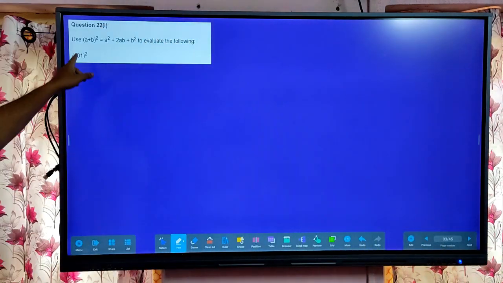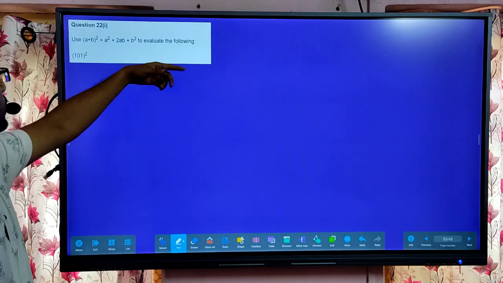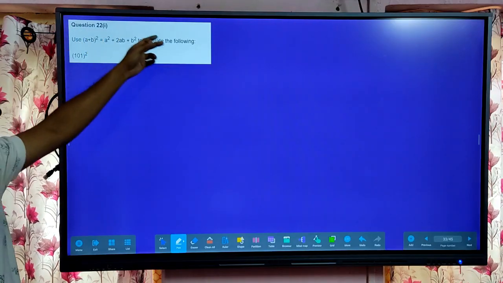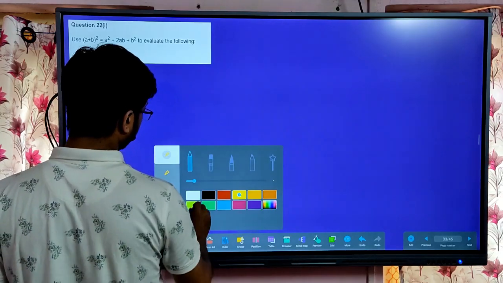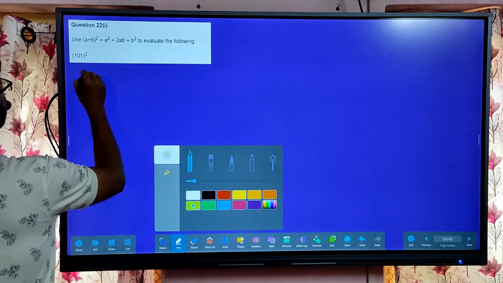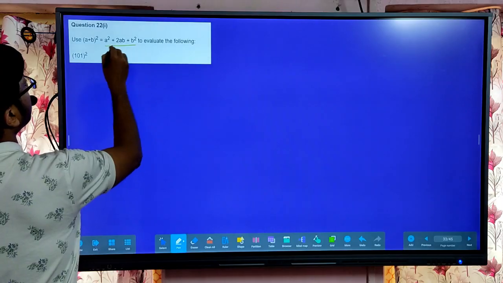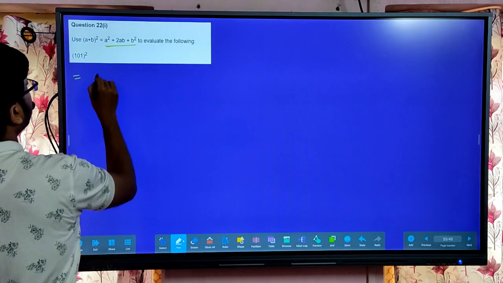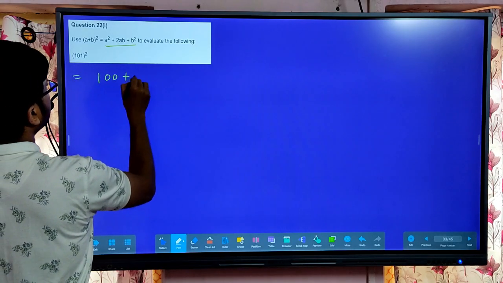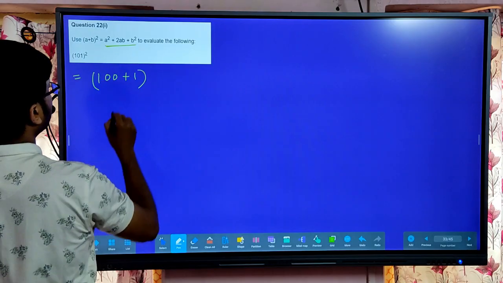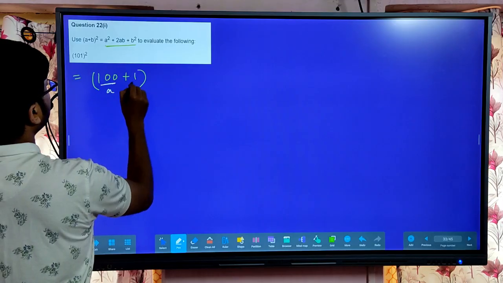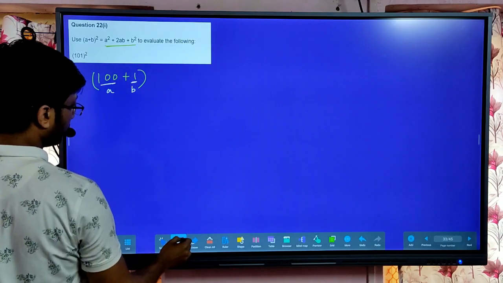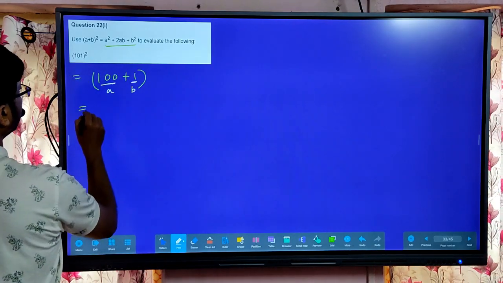Chalo. Use this identity to evaluate the following. In exam, this may not be given. So let me write 101 and use this whole square formula. 101 can be written as 100 plus 1, meaning a plus b whole square, where your a is 100 and your b is 1. I hope you understood. So simple, write it down.